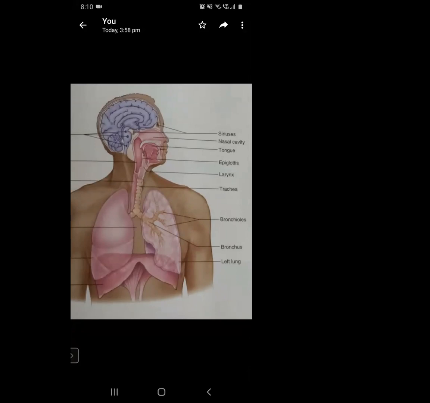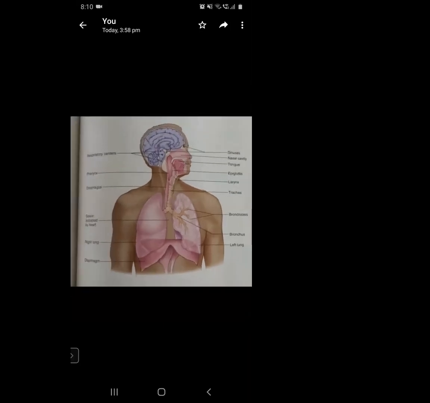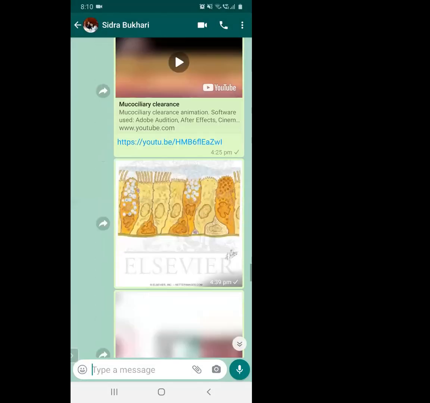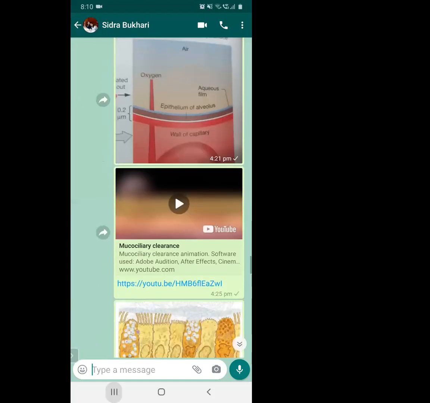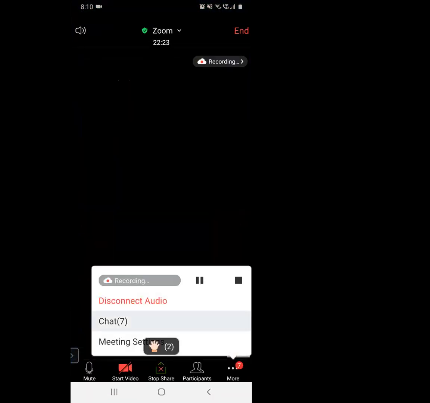Now we will talk about each structure in detail. So let's talk about the nose first. There are three functions of the nose. What are the three functions? Does anybody remember? Does anybody know? What are the three functions of the nose?